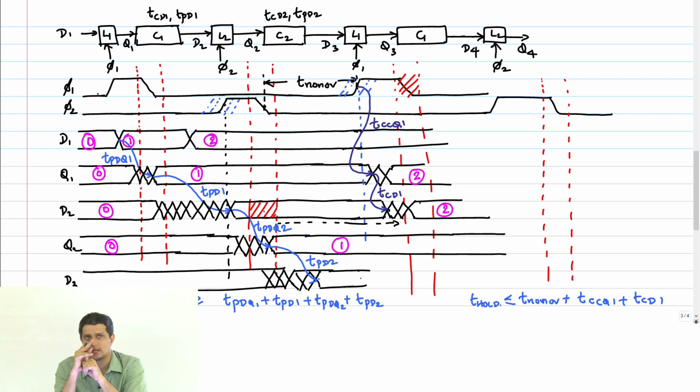So I'll answer that in the next class. We are out of time. I'll answer that in the next class. But in general, it is skew tolerant.